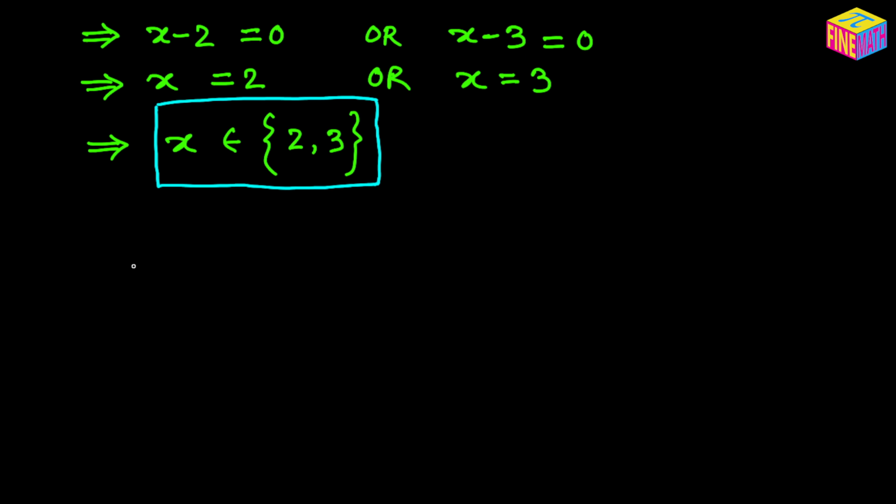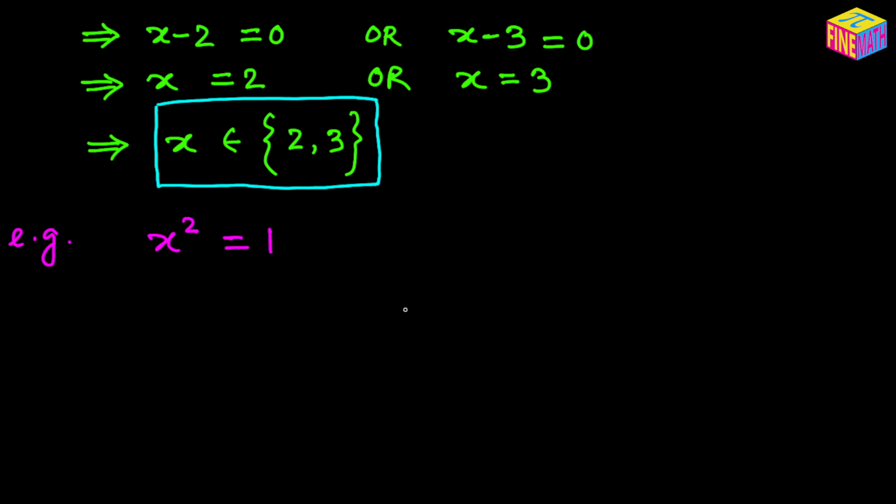Now let's take another example. Suppose we have been given a quadratic equation which is like this. Sometimes there could be items on the other side of the equation. So suppose this is a quadratic equation.